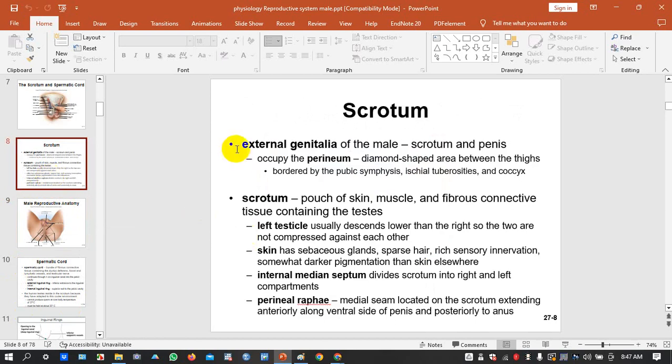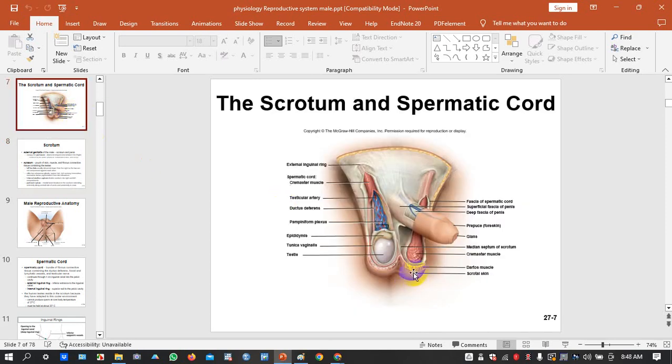The scrotum is the pouch of skin, muscle, and fibrous connective tissue containing the testis. The scrotum houses the testis. In our previous lecture we saw it. The left testicle usually descends lower than the right so that the two are not compressed against each other. I earlier explained, so you can see that the left testicle is lower. It descends further down, so that the two testicles do not rub against each other.